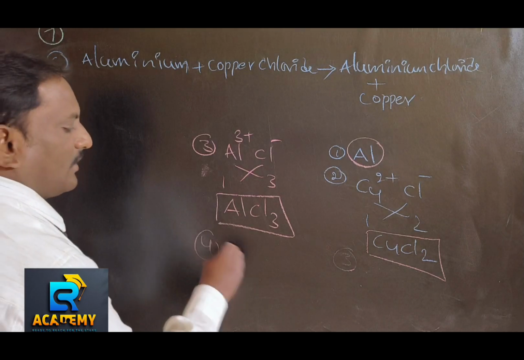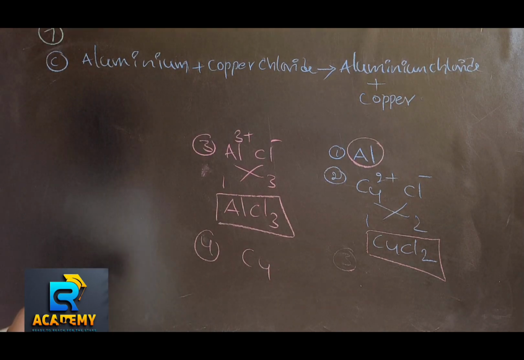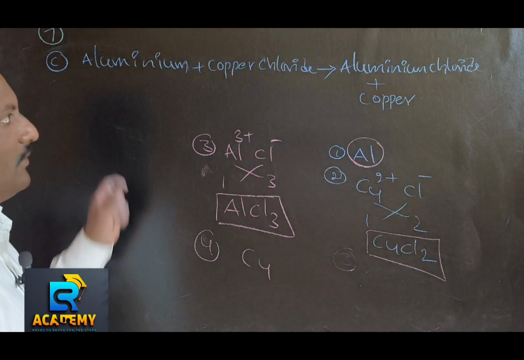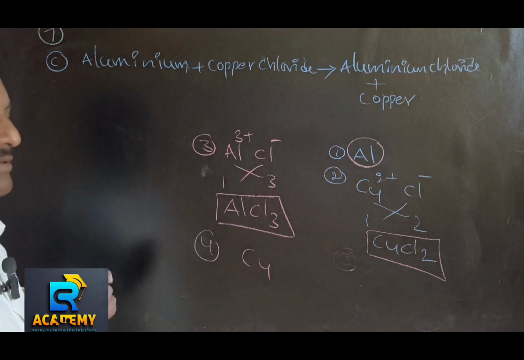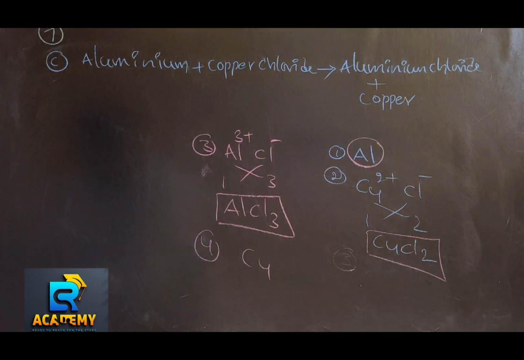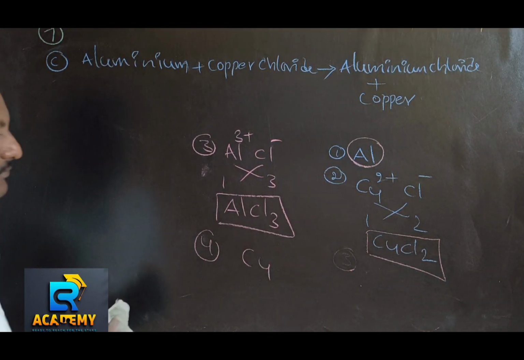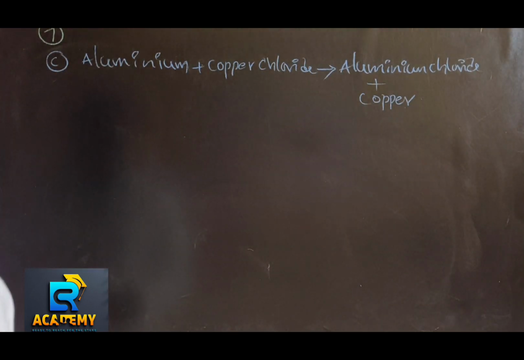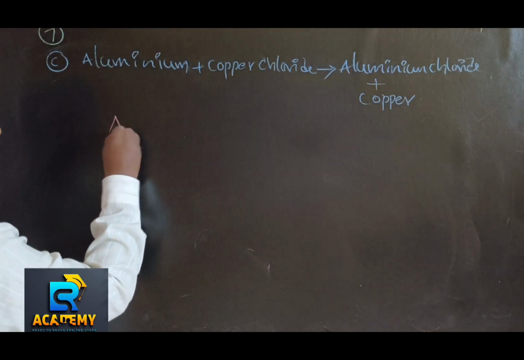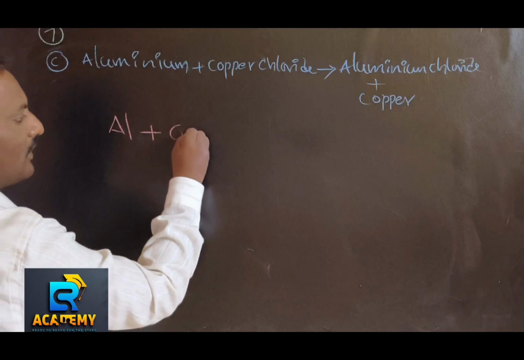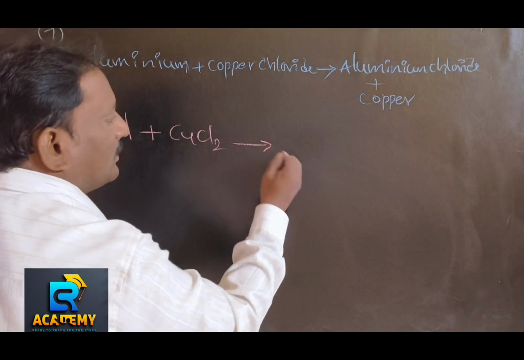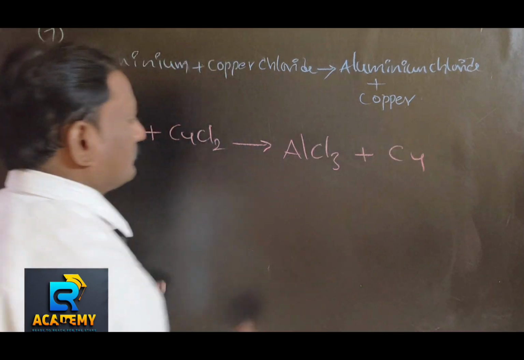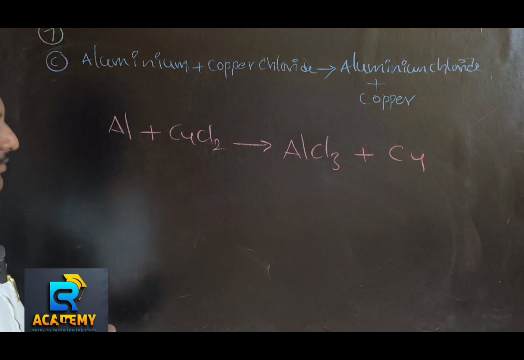Next, fourth one is copper, symbol Cu. Let us substitute these in place of the names of the reactants and products. First one is aluminum, symbol Al. Copper chloride CuCl2 gives aluminum chloride AlCl3 plus copper. Right?